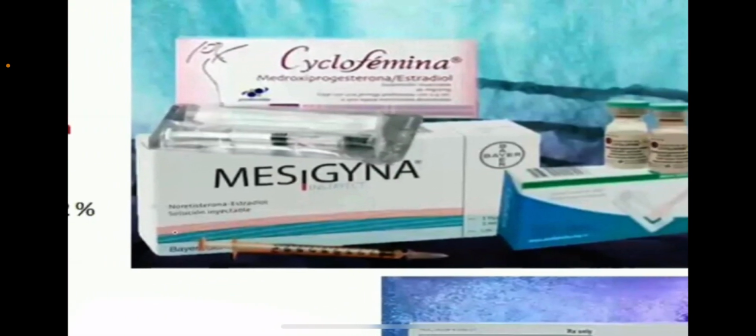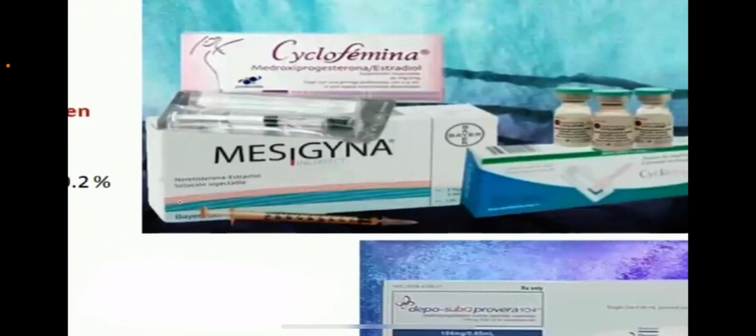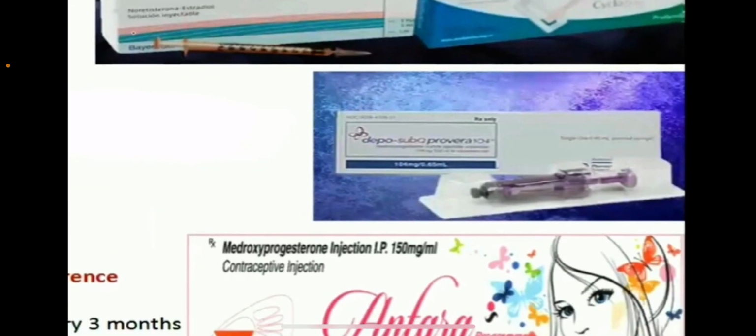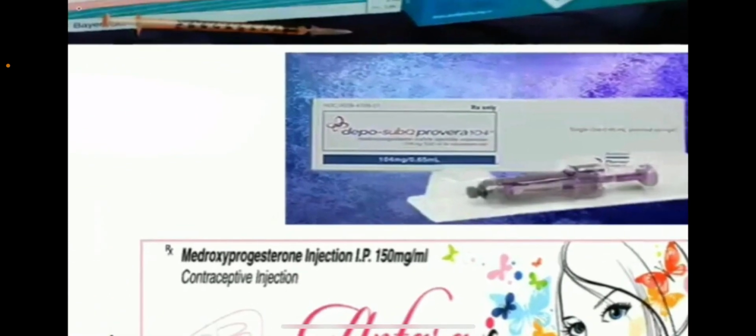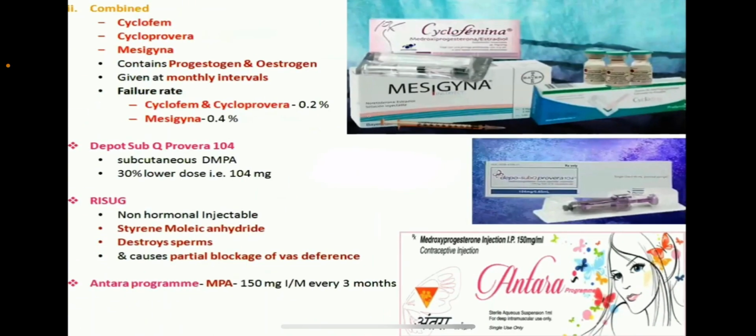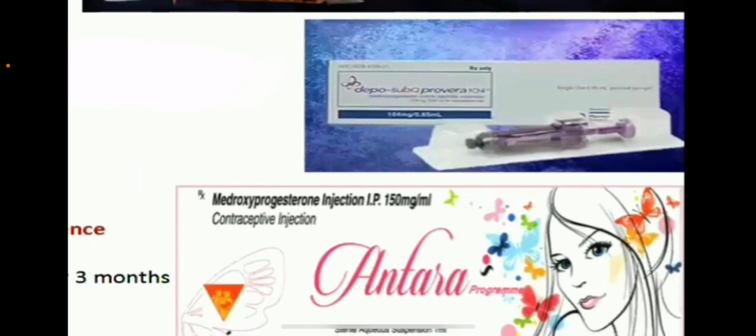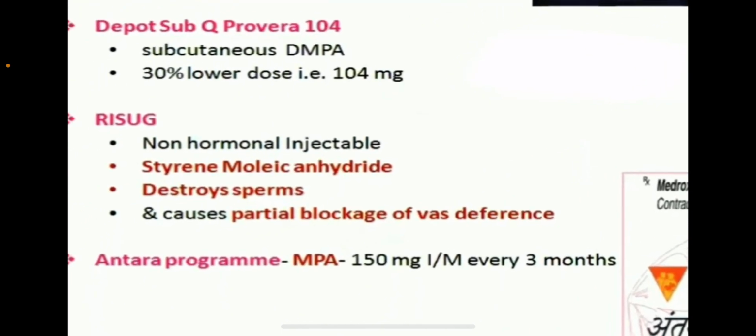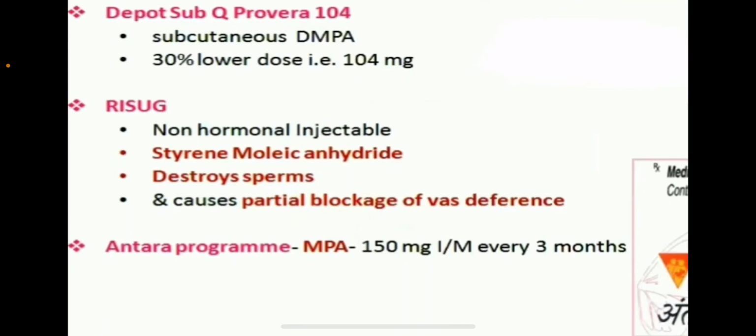So you can see here Mesigyna, Cyclofemina, and Depo-subQ Provera, which we saw is shown here in the picture. Depo-subQ Provera 104 is a subcutaneous DMPA with a 30% lower dose. It contains 104 mg. We have already dealt with this.